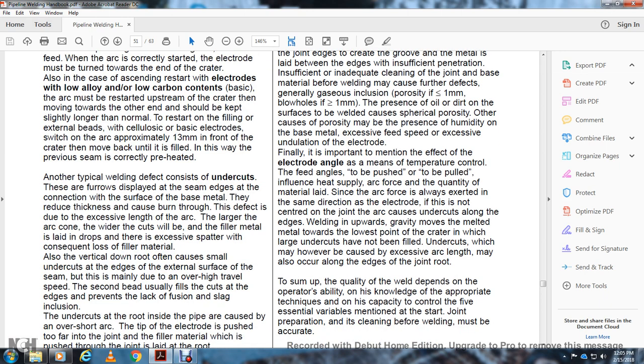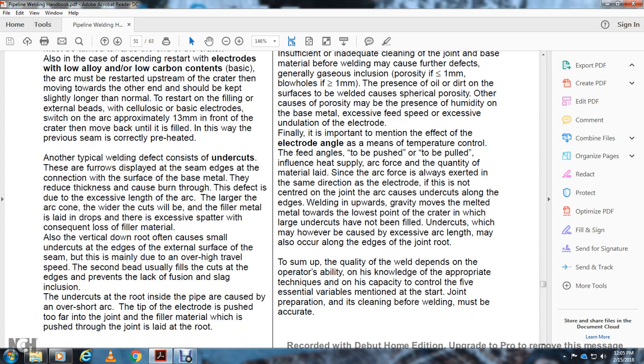So, to sum up the quality of the weld, it depends on the operator's ability to apply the appropriate techniques and on the capacity to control the five essential variables mentioned at the start, with the joint preparation and cleaning before the welding being accurate.